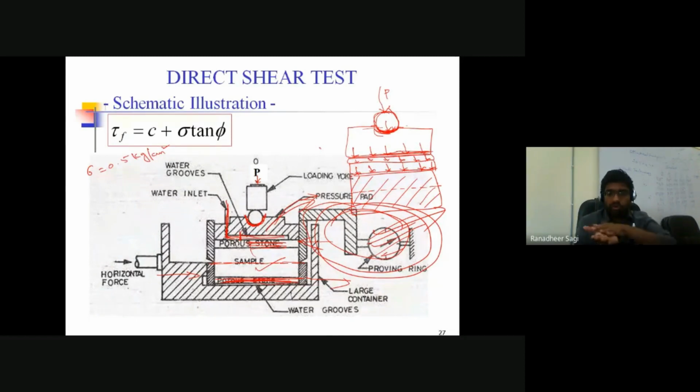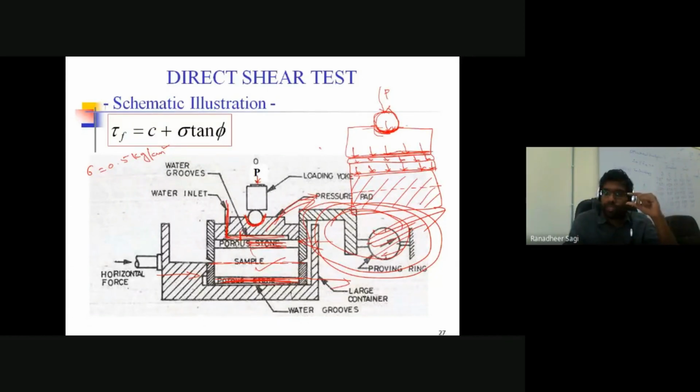Now once the force is known, over what cross sectional area is that particular force developed? Roughly, we assume the shear force is developed over the cross sectional area while relative displacement is happening between the top split half portion and the bottom split half portion of the box. So we assume the force is developed over the complete cross sectional area of the surface of contact, which is nothing but the cross sectional area of the split half box into which the soil sample is placed: 6 centimeter by 6 centimeter. And the height of the soil sample placed into that split half box is only 2 centimeters.